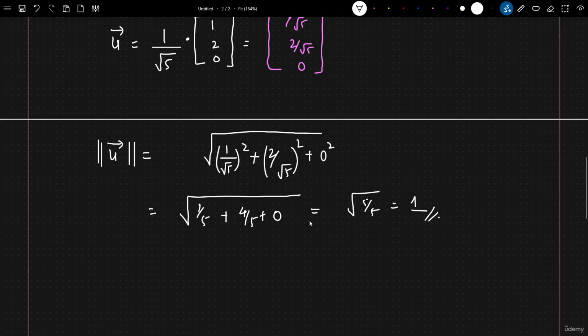So if I'm getting this one, this formula basically proves that here we have got a unit vector. A unit vector is nothing but a vector whose magnitude, or length, is basically 1.